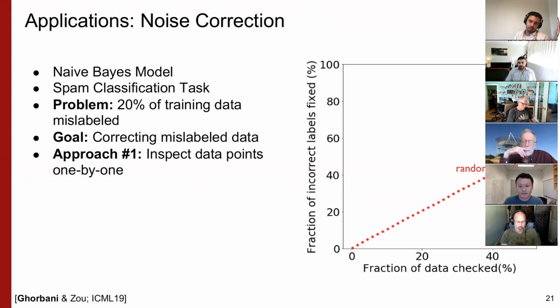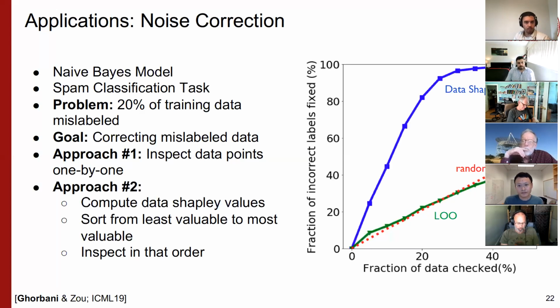As you can see, in order to fix the whole data set, you need to go over the whole data set. But we remember that if a data point's Shapley value is small, it means that it's a bad data point. And also a noisy data point is a bad data point. So the second approach is this. You compute the data Shapley value of all of your training points. You sort them from the least valuable to the most valuable, in other words from worst to best, and inspect in that order.